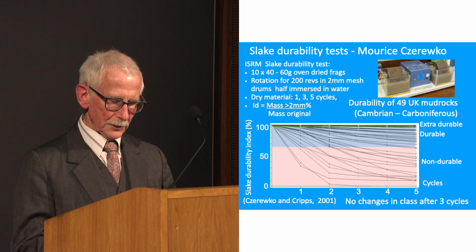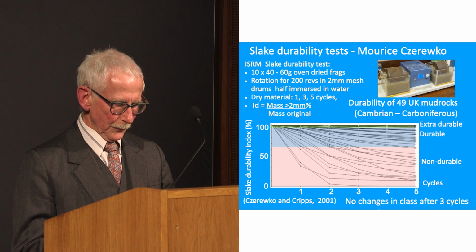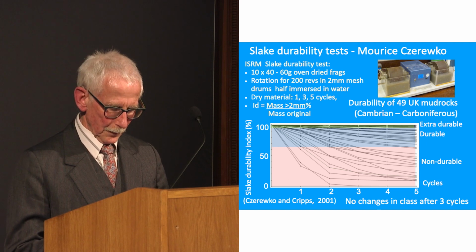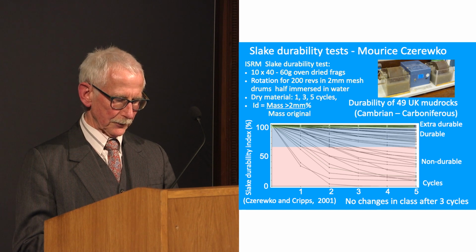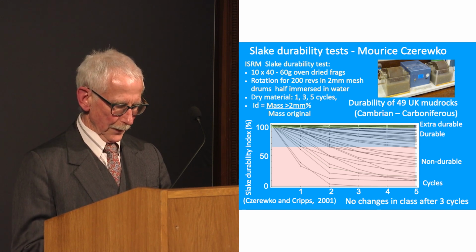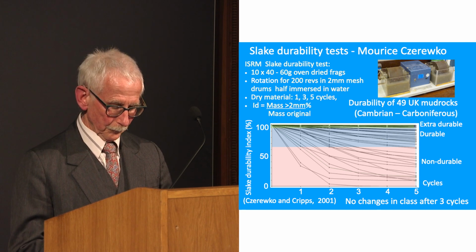For those unfamiliar with this test, chunks of mud rock are placed in 2 mm mesh drums, which are then rotated in water. The amount of material retained in the drum is expressed as a percentage of the original mass of material, and the test is repeated by drying the material in the drum and subjecting it to a second, third, or fourth cycle of slaking.